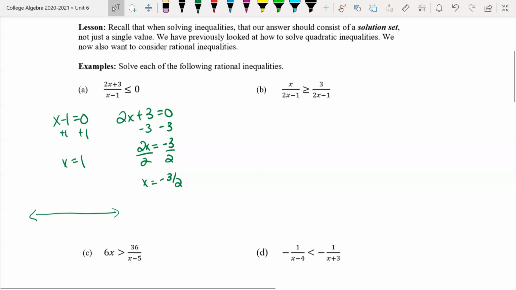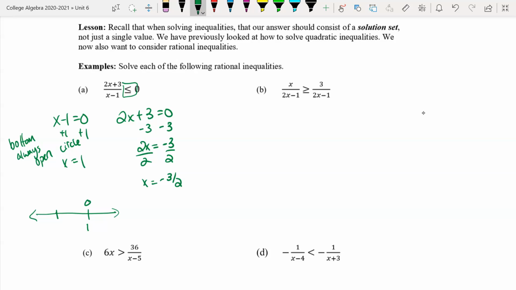Now on your number line, whatever's on the bottom is always an open circle. Bottom, always open circle. If it's on top and it's got a less than or equal to sign, then it's going to be a closed circle. So now what you have to do with rational inequalities is you have to have test points. The easiest one is usually 0, so find out where 0 would be on your number line. In this case, it's going to be in between them.